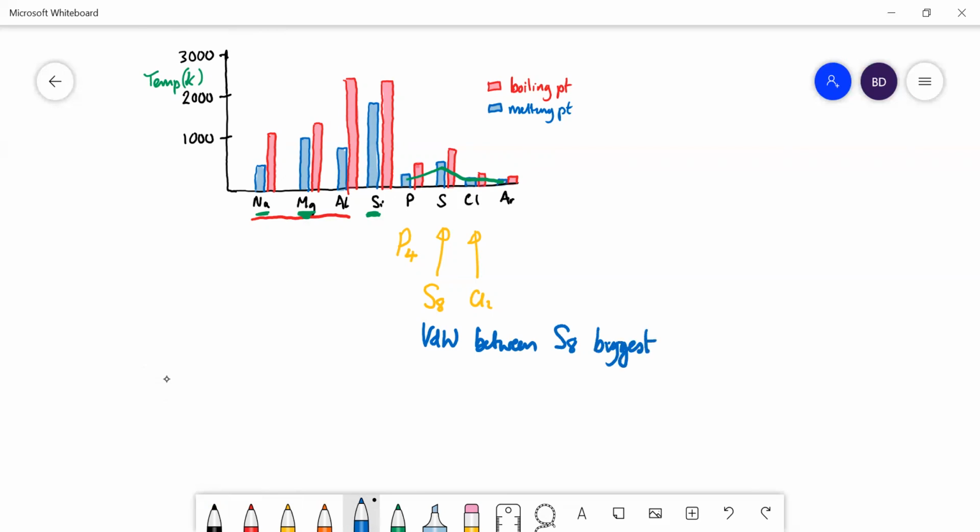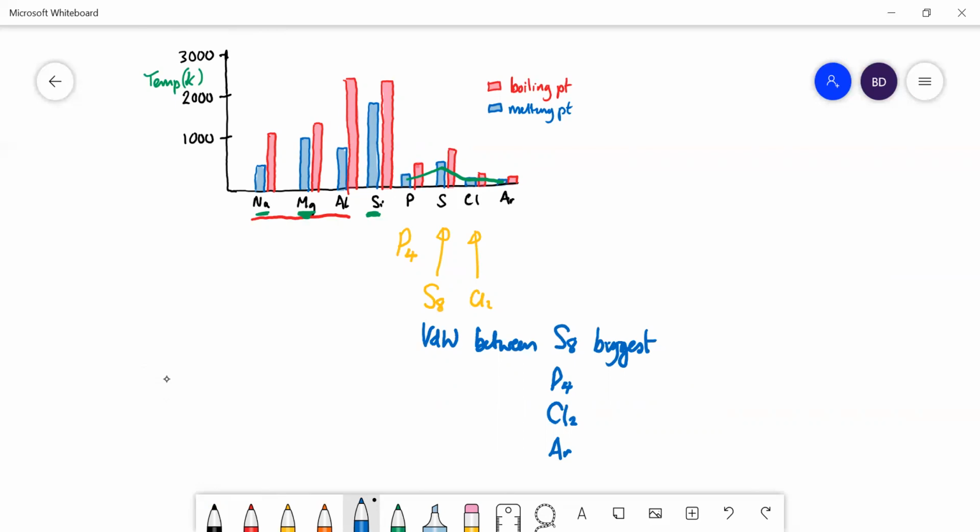Then after that, it's going to be P4. Then after that, it's going to be chlorine, because there's only 2 atoms there. And finally, the smallest of all is going to be argon. And that's why you get that trend. It's due to the size of the van der Waals forces, which is a reflection of the size of those molecules, the number of electrons they've got. So that's all we really need to worry about.